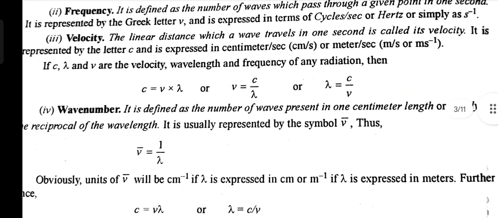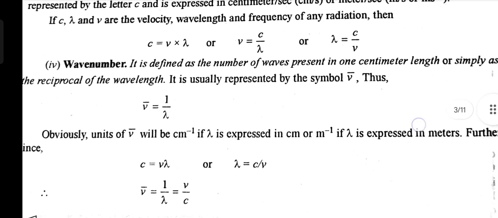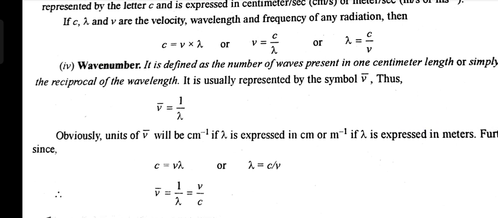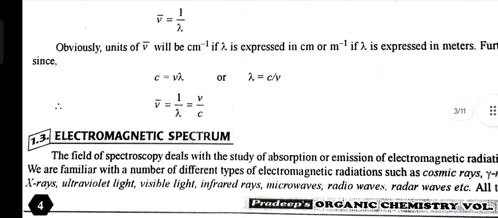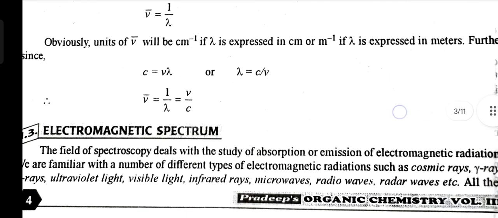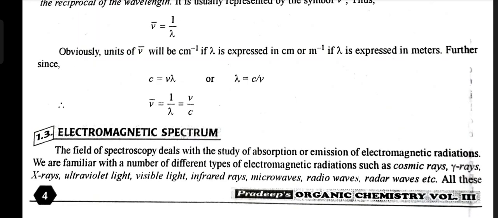Fourth, wave number. It is defined as the number of waves present in 1 centimeter length, or simply the reciprocal of the wavelength. It is usually represented by the symbol ν̄. Thus, ν̄ is equal to 1 by λ. Obviously, the unit of ν̄ will be per centimeter if λ is expressed in centimeter, or per meter if λ is expressed in meter. Further, since c equals νλ, or λ equals c by ν, ν̄ equals ν by c.